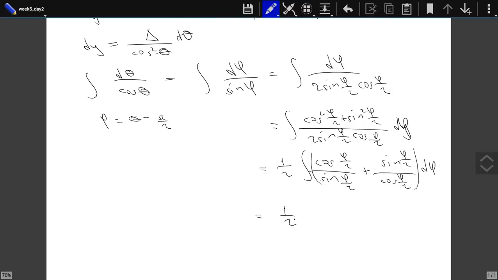which is 1 over 2. Remember, the cosine is nothing but the derivative of sine. So logarithm of sine phi over 2 multiplied by 2, minus the logarithm of cosine phi over 2 multiplied by 2, plus your integration constant. So you have the integral. Of course, then you have to express phi in terms of theta and then theta in terms of y, and you are done.